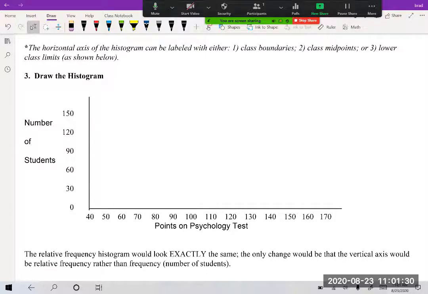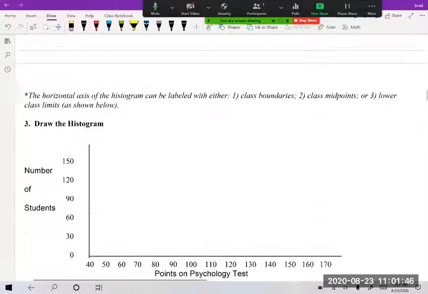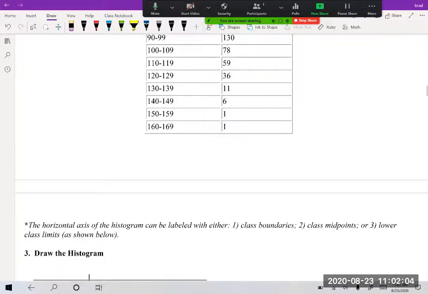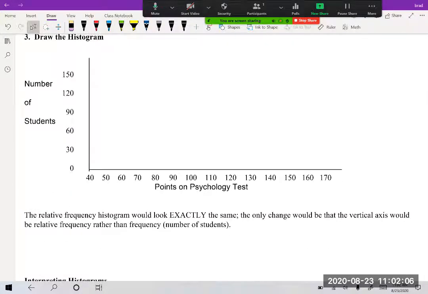Okay, so it says draw the histogram. So they already have number of students here, which is our frequency, and here they have our categories, right? So we need to think of a few things, okay? What would you guys say the class width would be? Right, the class width should be 10, because from 40 to 50 would be 10, all right? So we can technically start our graph. Oh, they already started it for us at 40, okay?